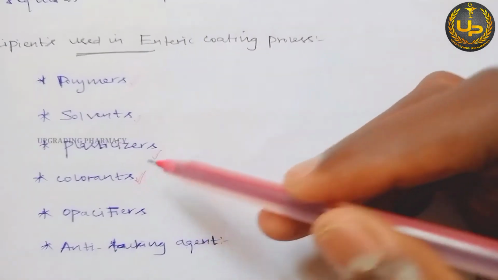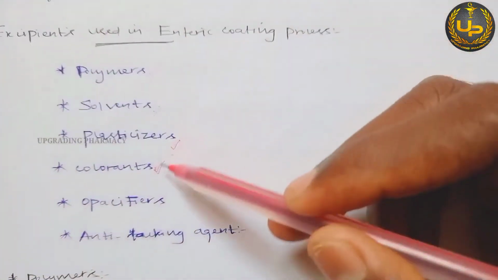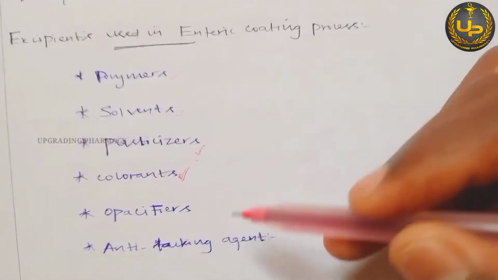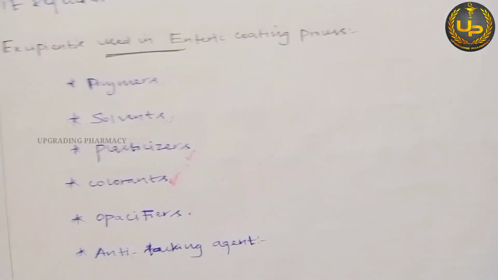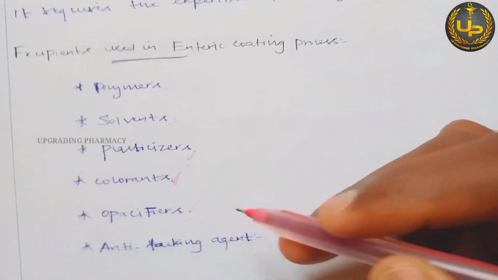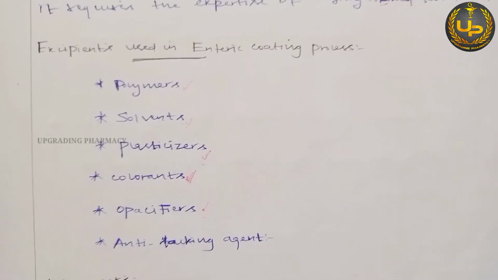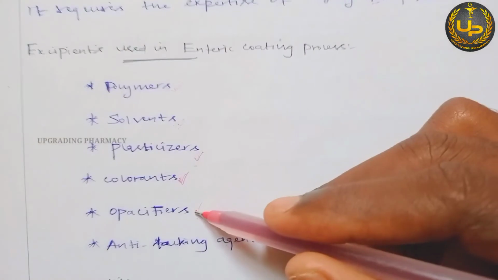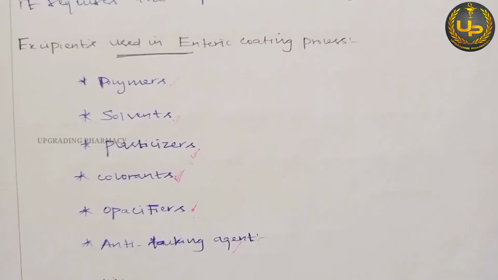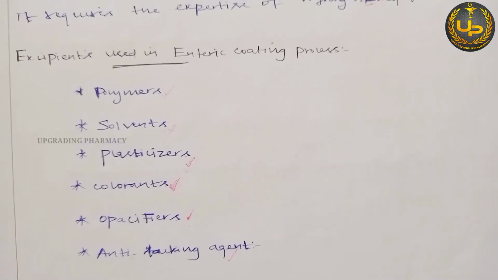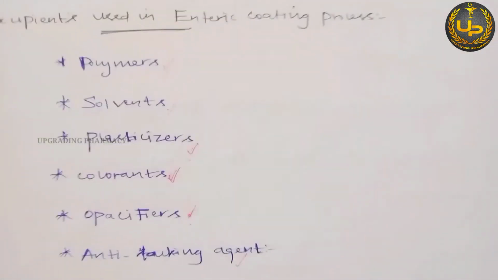Next there are colorants. Colorants are used to increase the uniformity and uniqueness of the tablets, and they are added to the polymeric coats. Opacifiers are agents to mask the core of the tablets, mainly titanium oxide, used to mask the inner tablet core and increase the bulkiness. Anti-tacking agents, that is anti-adhering agents, prevent the adhesiveness of the coated tablets. So these are some excipients used in the enteric coating process.